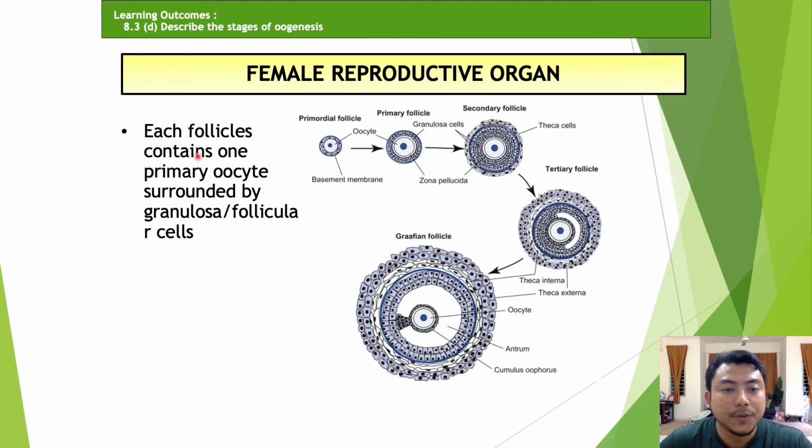Okay, each follicle contains one primary oocyte only and is surrounded by granulosa or follicular cells. Okay, so first we have the primordial follicles, and then from the primordial follicles, it becomes primary follicle. After primary follicle, it develops into secondary follicle, and then develops into tertiary follicle, and last but not least, it will become the graafian follicle. So inside this follicle is where we will find later the oocyte, the secondary oocyte.